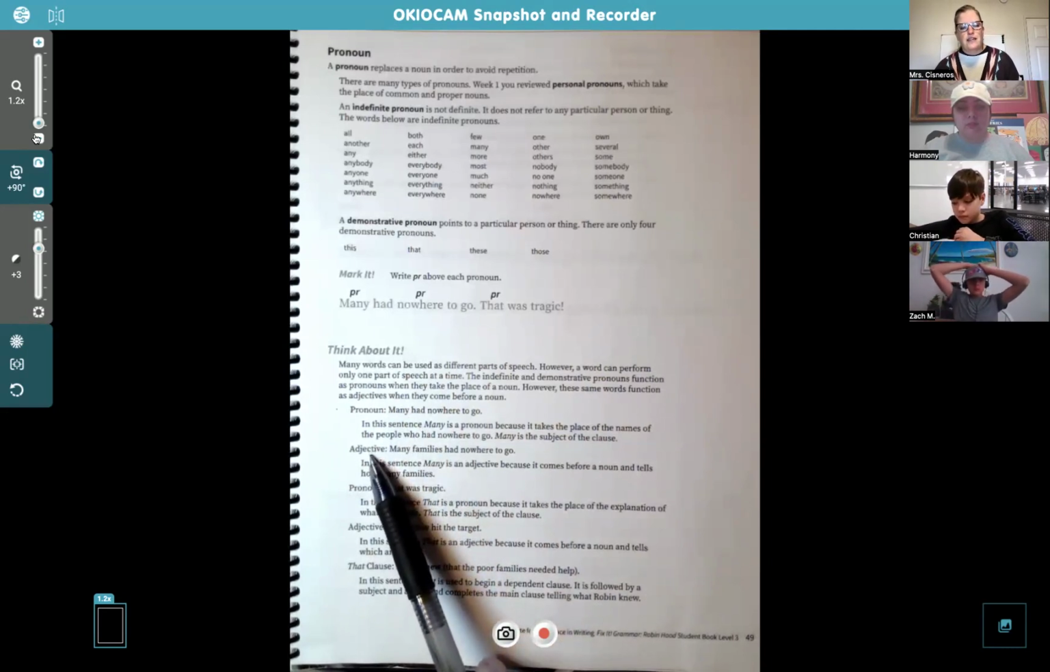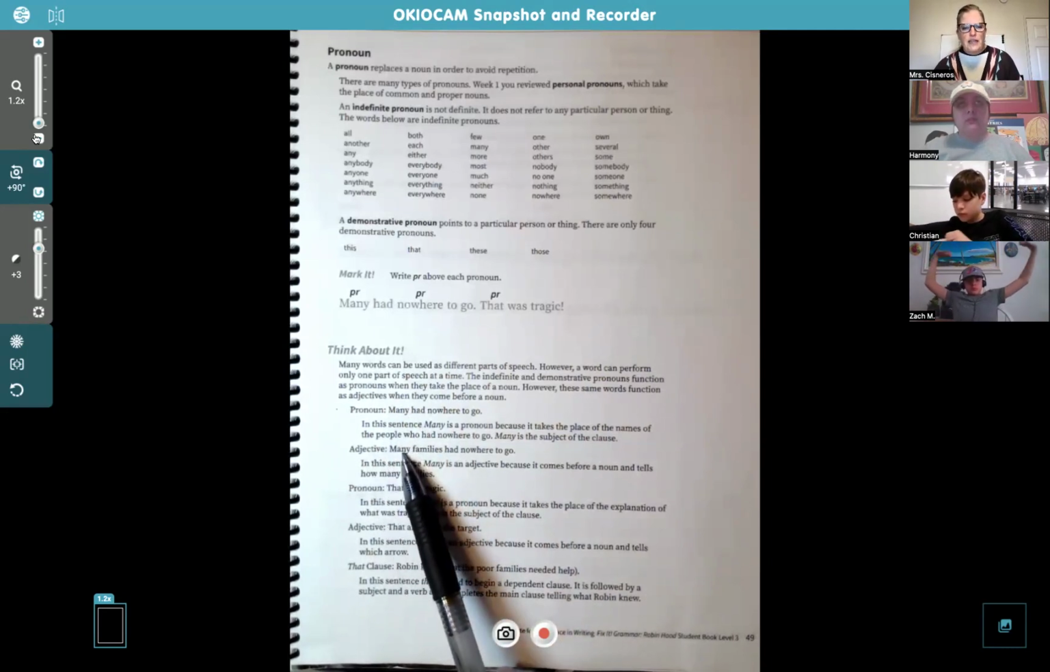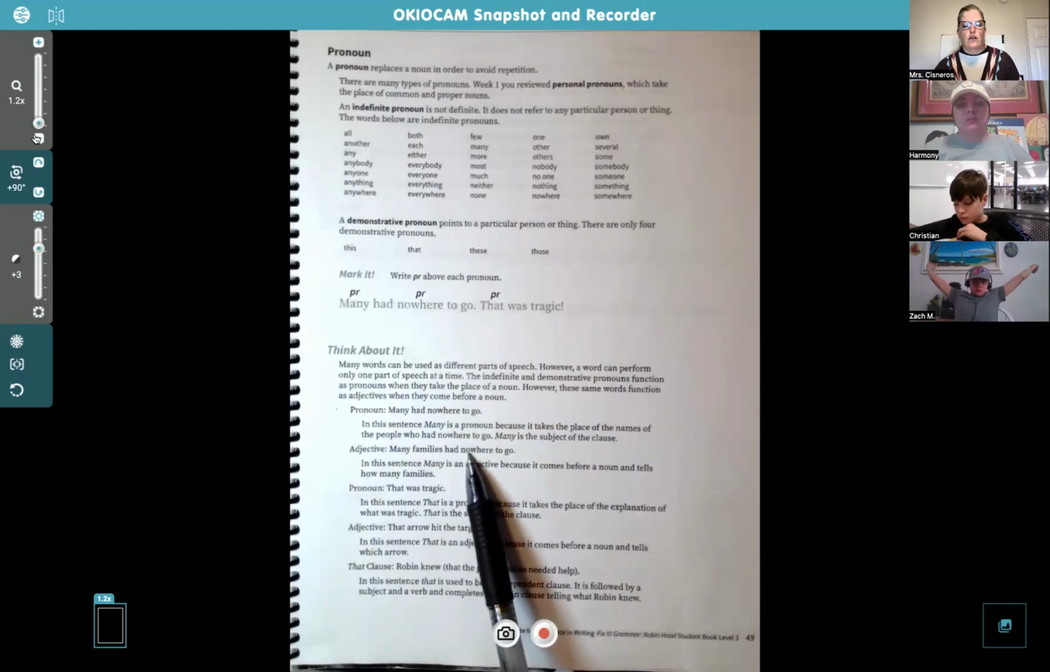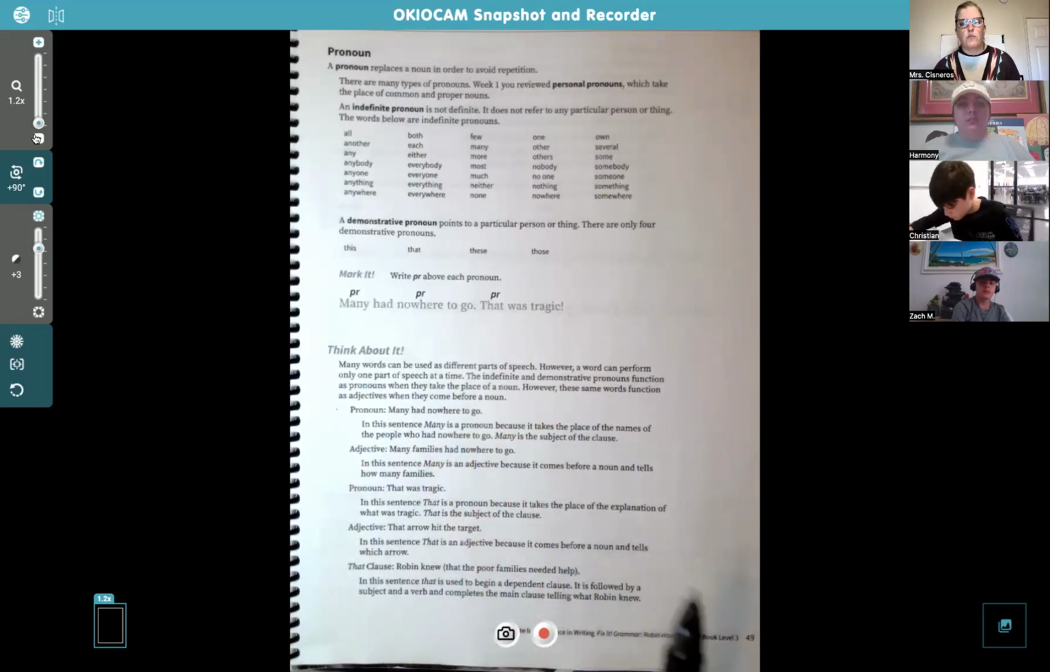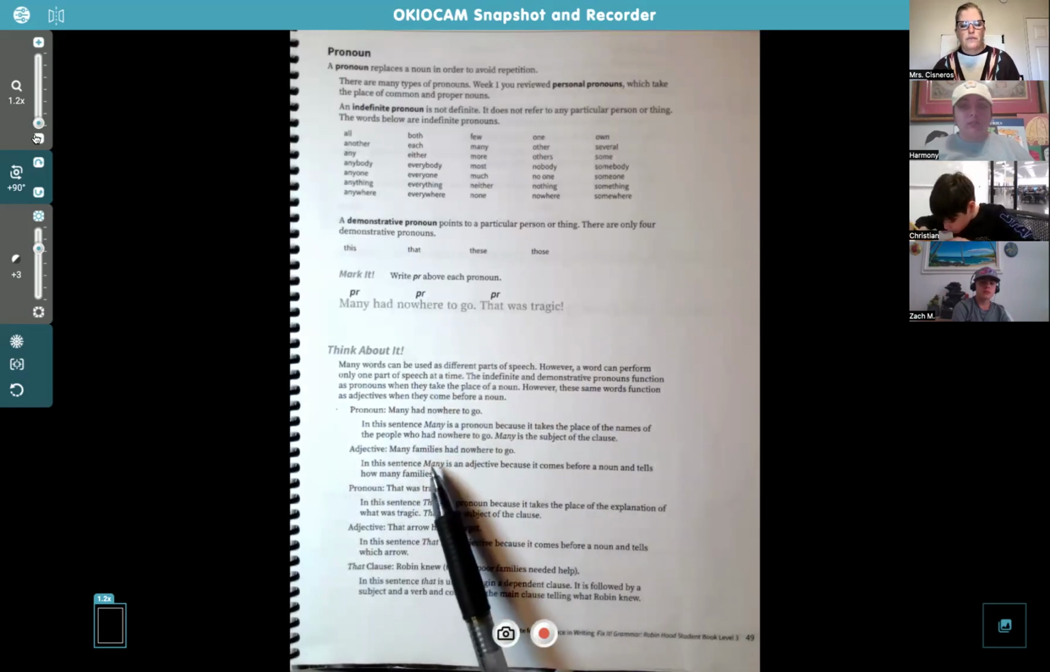And then here it is as an adjective. Many families had nowhere to go. That's telling how many families. There's many families. It doesn't tell us the exact number, but many is more than a few, right? So that makes it an adjective. So many here is a pronoun, but it's an adjective in this sentence.